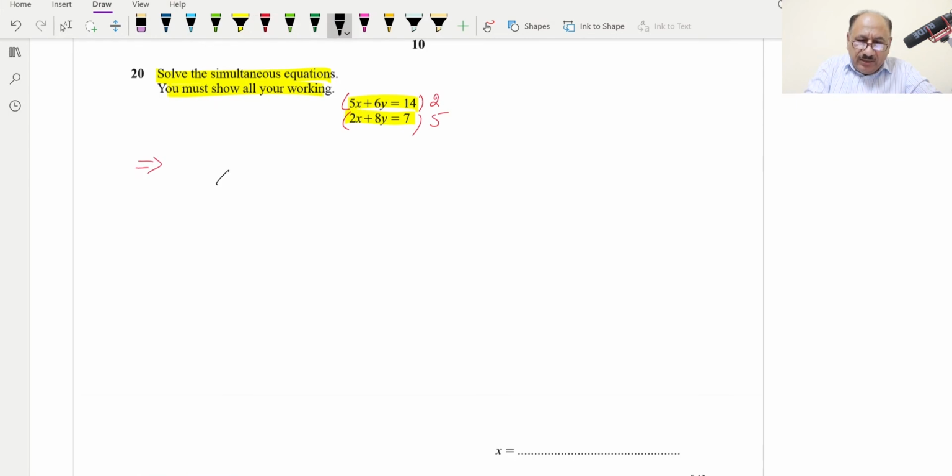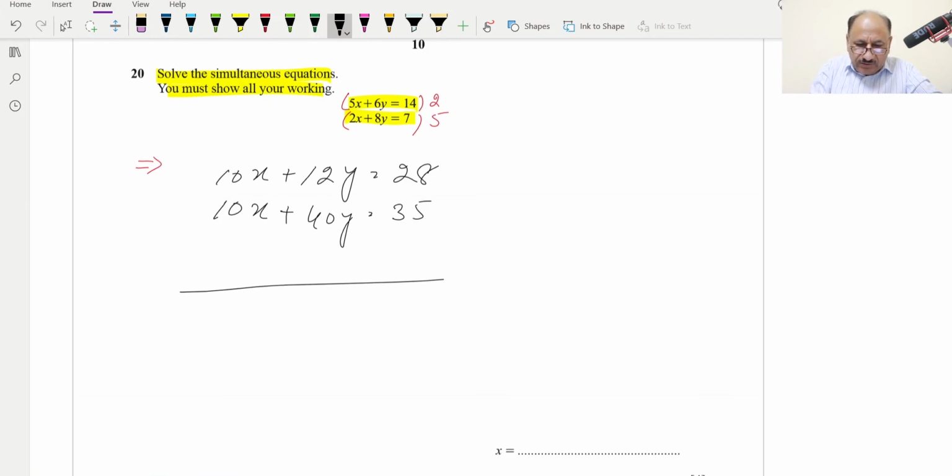This will be 10x plus 12y is equal to 28 if we multiply equation 1 by 2, and if we multiply equation 2 by 5, it will be resulting to 10x plus 40y is equal to 35. Now we can subtract, change sign, cancellation, and it will be resulting to 12 minus 40 will be minus 28y is equal to minus 7.